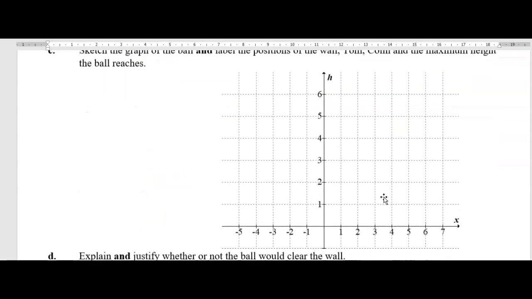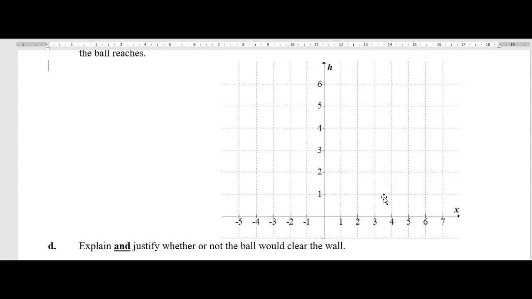Okay, so what we've got here is we're eventually going to have to draw it. So here's Tom at negative 4. Here is Colin, and I'm just going to do the wall in maybe yellow. The wall goes all the way up to 2.9, so there it is there.